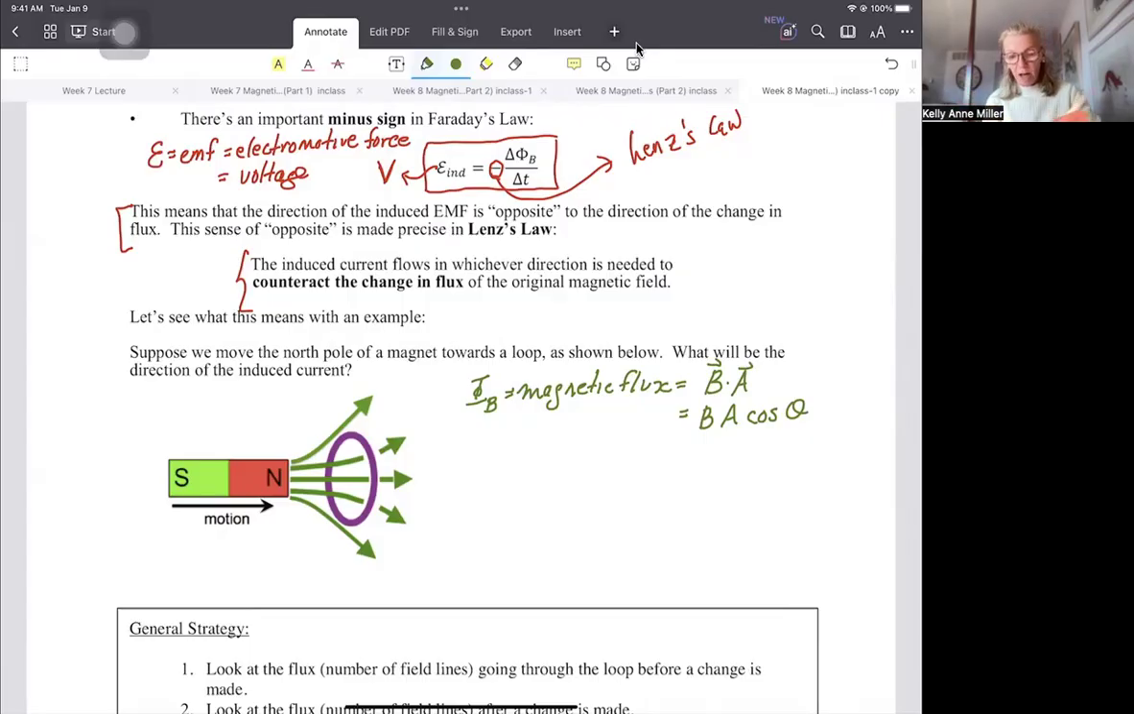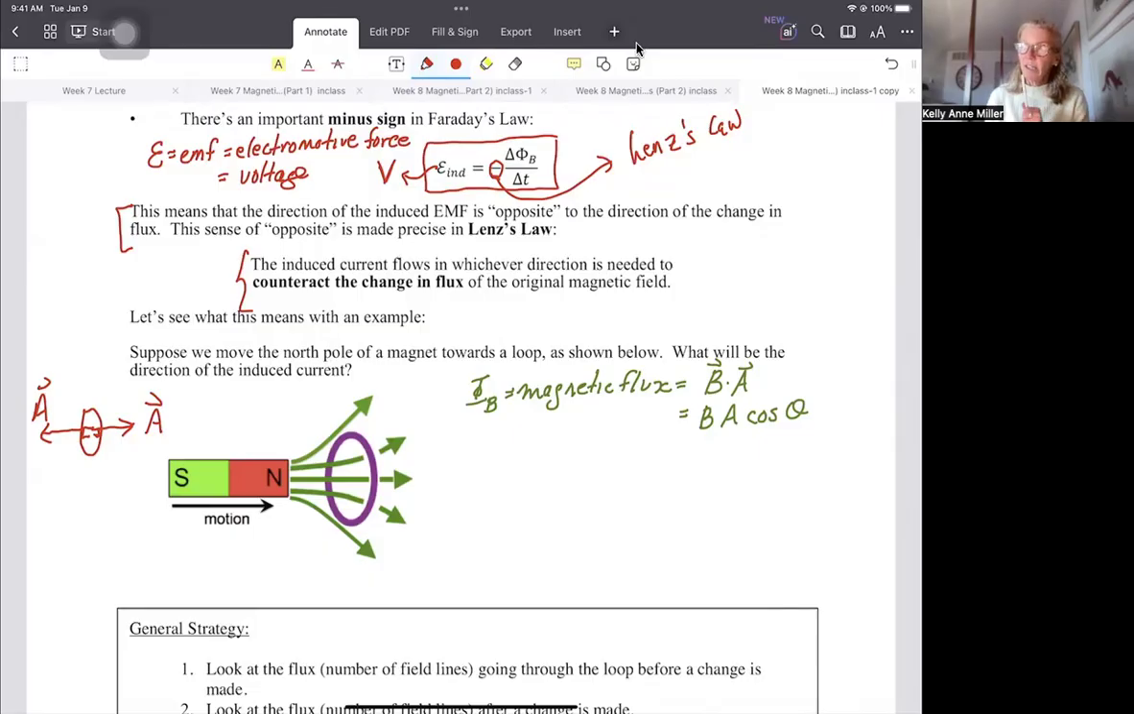Remember, the area vector is just a vector that is perpendicular to the plane of the loop. Let me draw the area vector in red. You can draw an area vector pointing in this direction, or you can draw an area vector pointing in this direction. It doesn't matter, it's up to you. The only thing that matters is that it's 90 degrees to the plane of the loop.